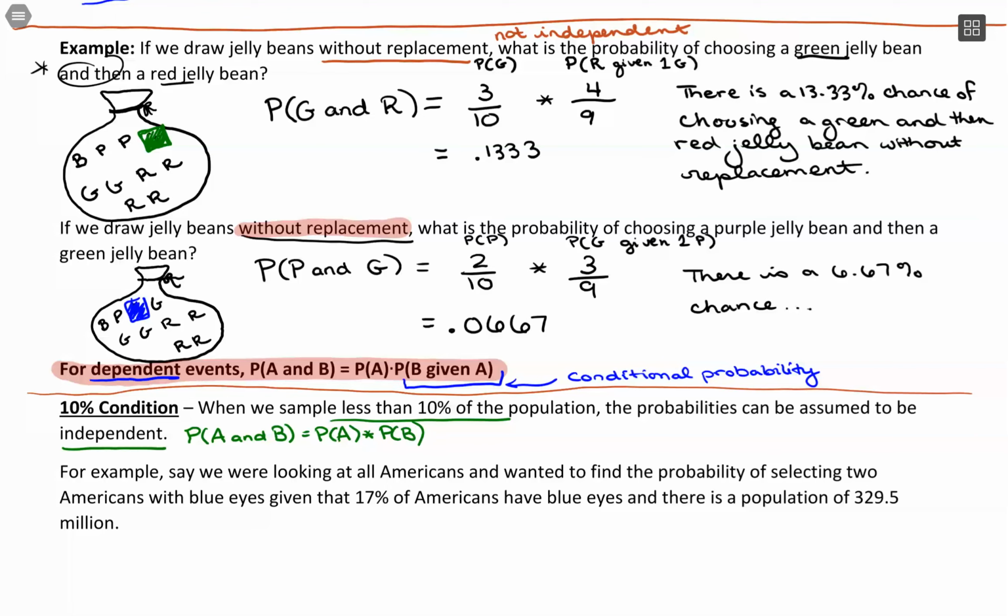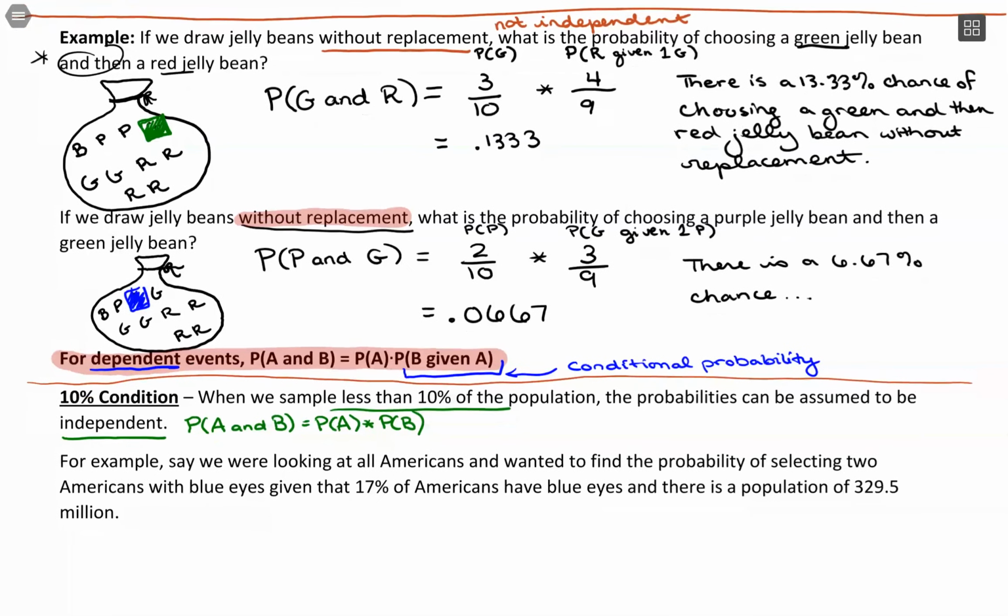So this rule doesn't work for the jelly bean scenario that we just looked at. We had 10 jelly beans and we were sampling 2 of them. That was too large of a portion. That's over 10% of our population of 10 jelly beans. So it wouldn't work up above.